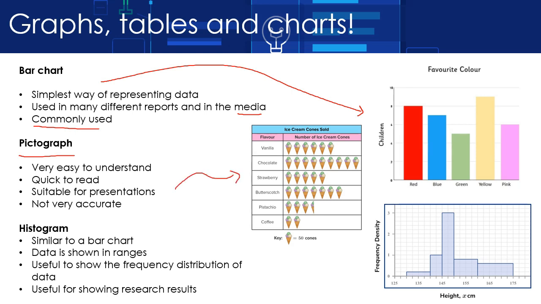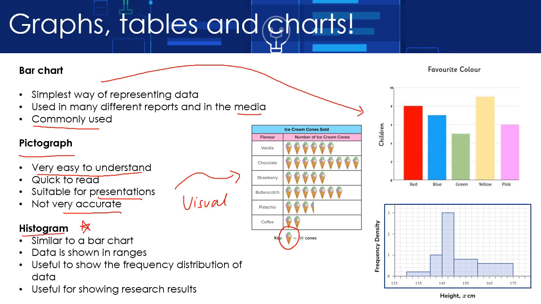Pictograph, so it's very, very easy to understand, very quick to read. It's quite good for presentations because it's quite visual, but the problem with it is it's not very accurate. So you can see that you've got more of a picture than an X and a Y axis, which might give you more accurate data. So that's a pictograph. Then you've got a histogram.